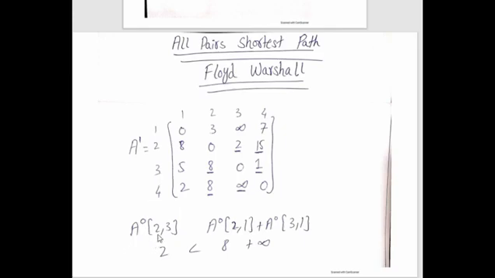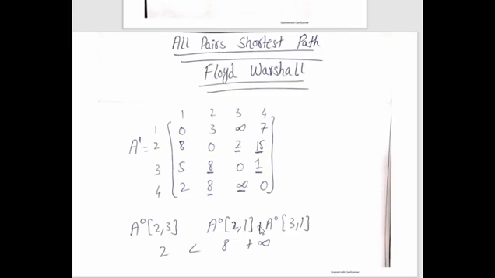We will use the previous matrix in order to find the current matrix values. The previous matrix is A naught, right? So the distance we are going to find is 2 to 3. On the other side, we will take A naught and use the intermediate node in between, like this: A naught 2 comma 1, distance from 2 to 1, plus A naught, distance from 3 to 1.